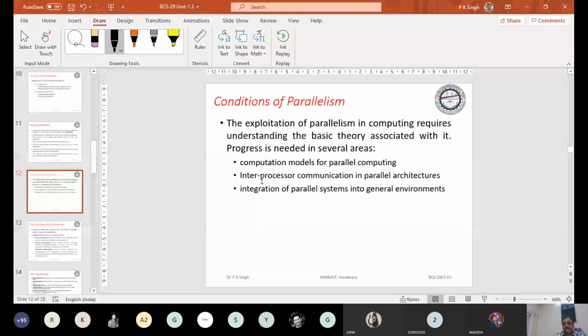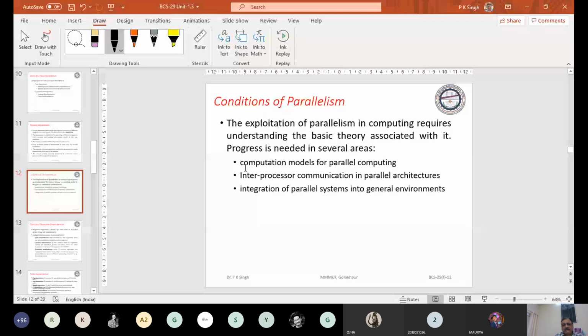Now, conditions for parallelism. How do we identify the parallelism among two tasks, two streams, two instructions, or in data? For that we first have to see instruction level parallelism, thread level parallelism, or functional parallelism. We have to identify the parallelism available in the problem or program.